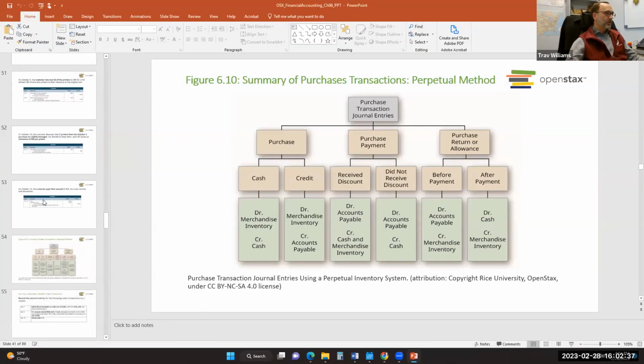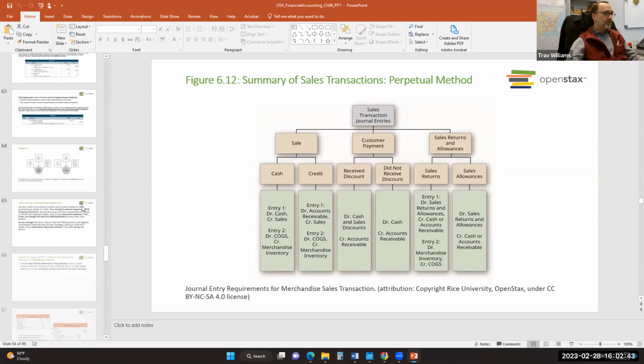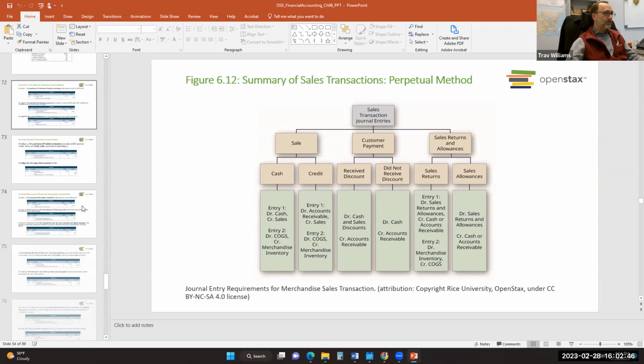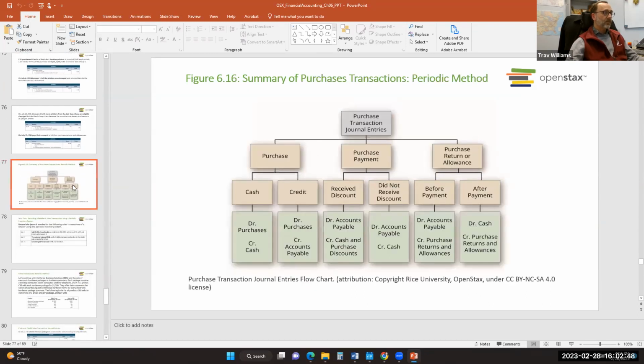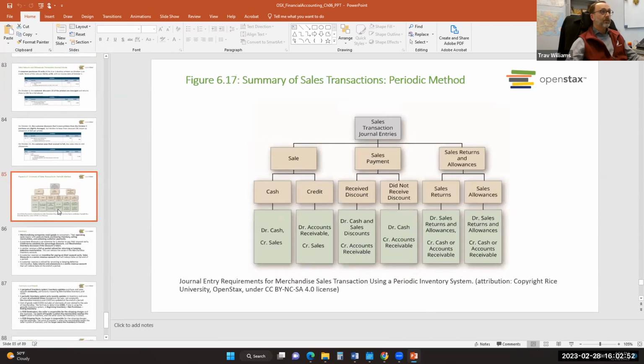We have also the perpetual method with sales transactions. And then because there's the periodic method of inventory, we've got a chart for periodic with purchases and another one for periodic with sales. So those 4 charts are going to help you if you get stuck and don't remember what accounts to debit and what accounts to credit.